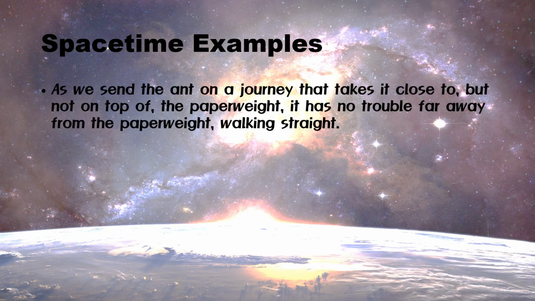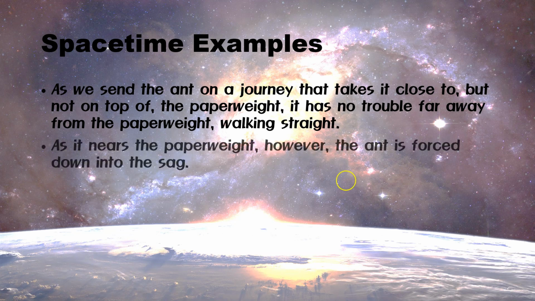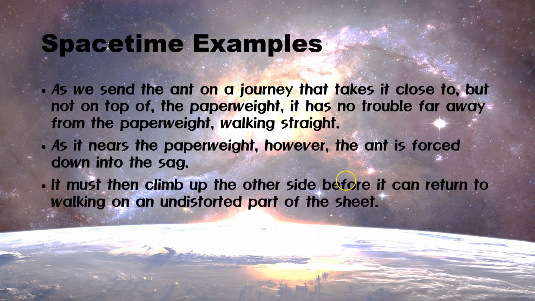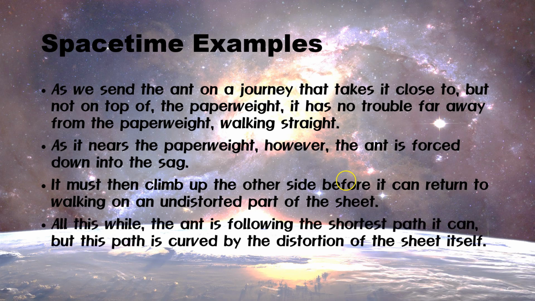As we send our ant on the journey that takes it close to but not on top of the paperweight, it has no trouble far away from the paperweight continuing its straight path. But as it nears the paperweight, the ant is forced down into the sag. It must then climb up the other side before it can return to walking on an undistorted part of the sheet. All this while, the ant is following the shortest path it can, but this path is curved by the distortion of the sheet itself.